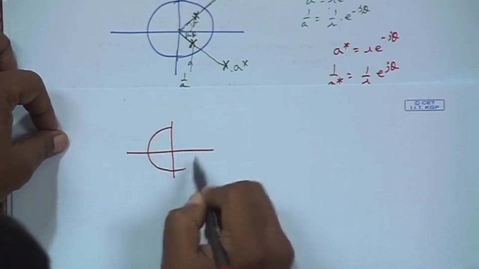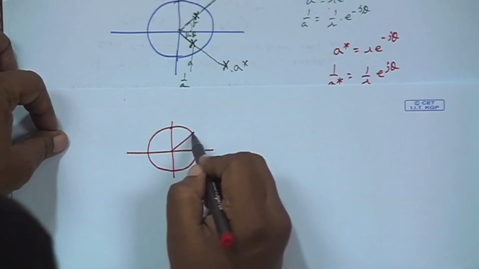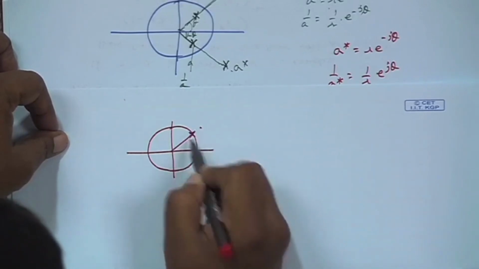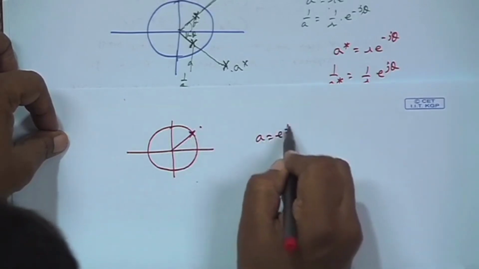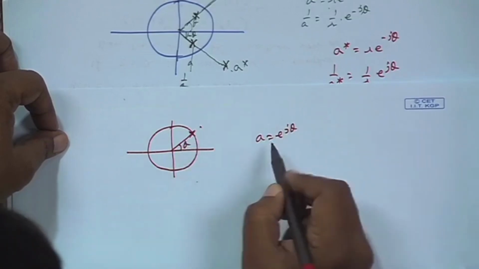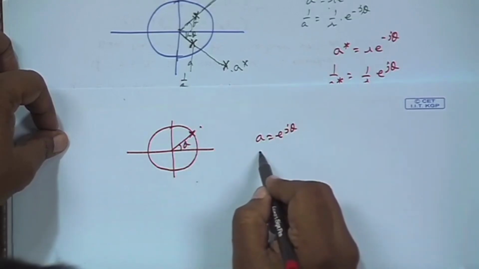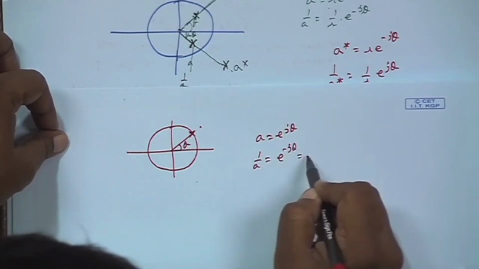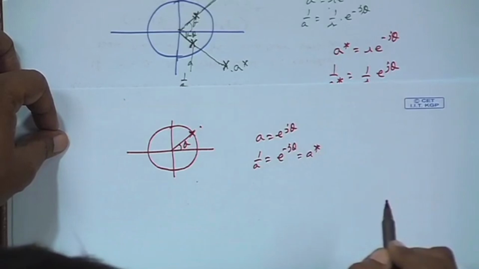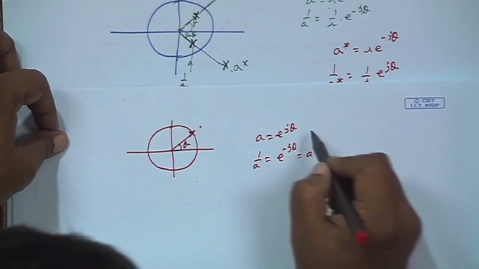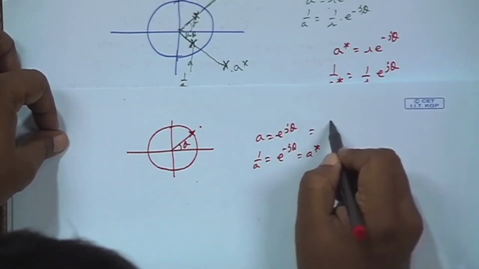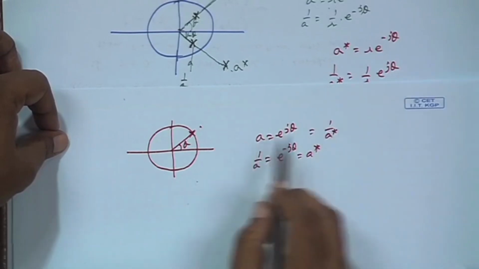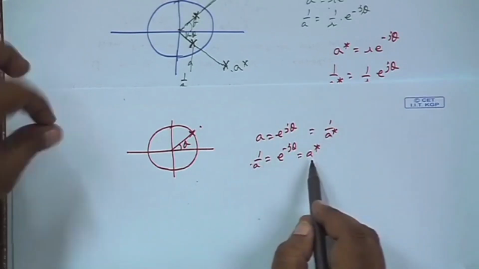Suppose A has magnitude 1. So, A is just e to the power j theta. Then 1 by A is e to the power minus j theta, which is the same as A star, and 1 by A star is e to the power j theta. So, A is the same as 1 by A star, and 1 by A is the same as A star.